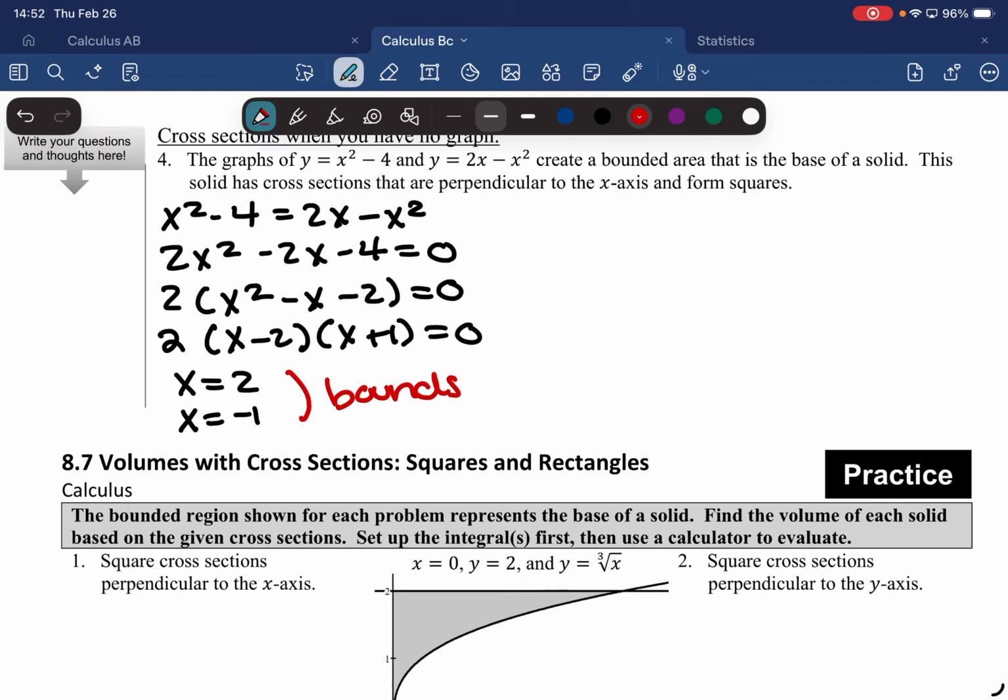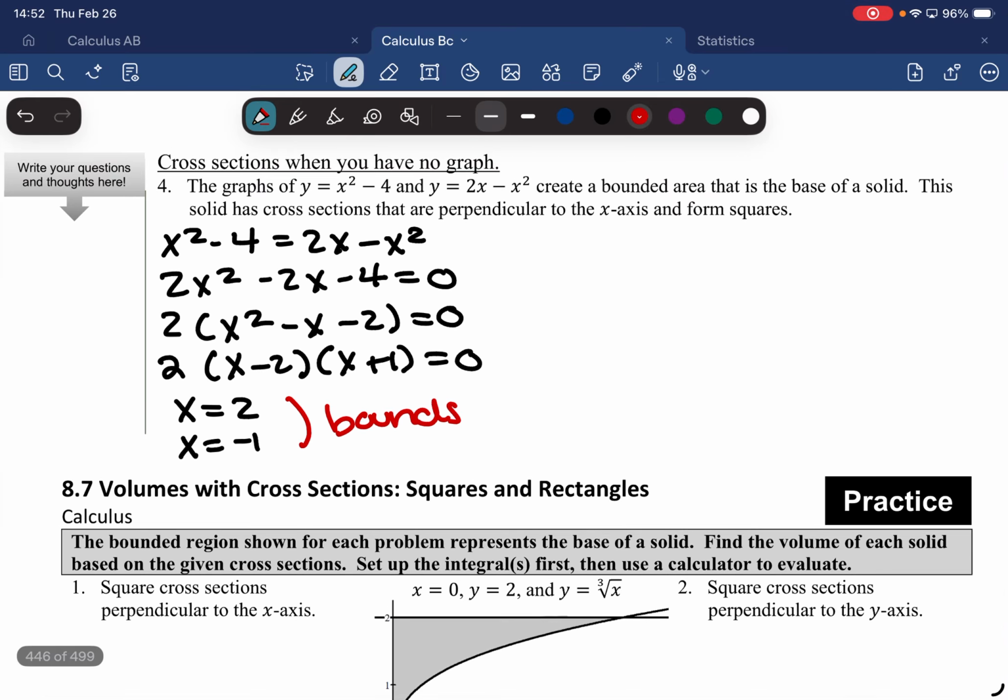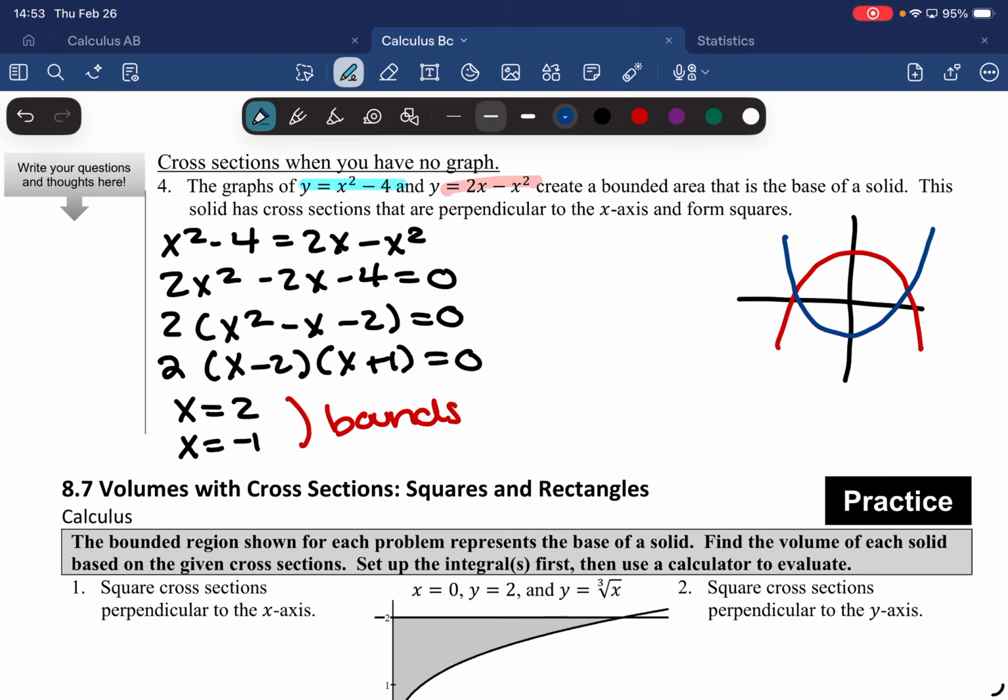Okay. Once I find my bounds, then I'm going to have to draw a rough sketch of what this graph looks like. Well, I have a positive quadratic here, and I have a negative quadratic here. So I know if I was to draw a rough sketch off to the side, the negative quadratic is going to look something like this, the positive quadratic something like this. Okay, I need to see that visual because I need to see which function is on the top and which function is on the bottom. And then I'm looking at this where the cross sections form a square.